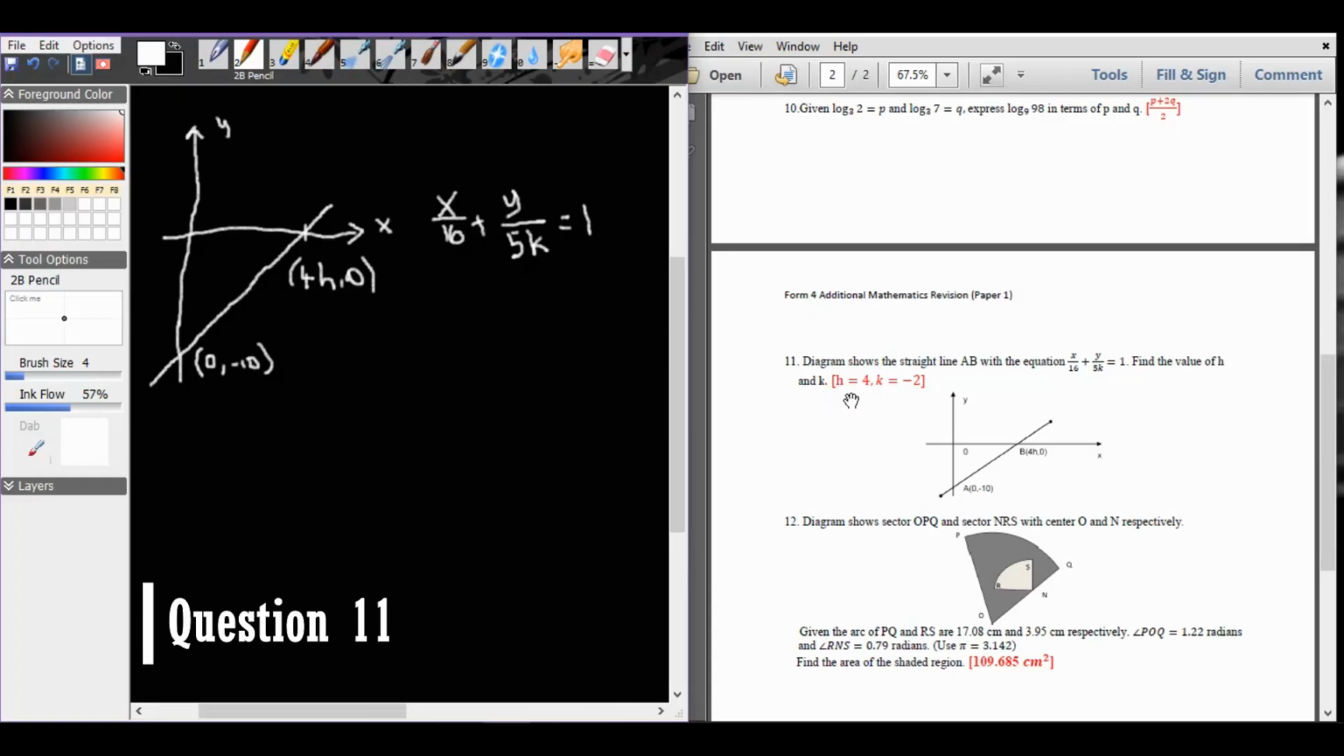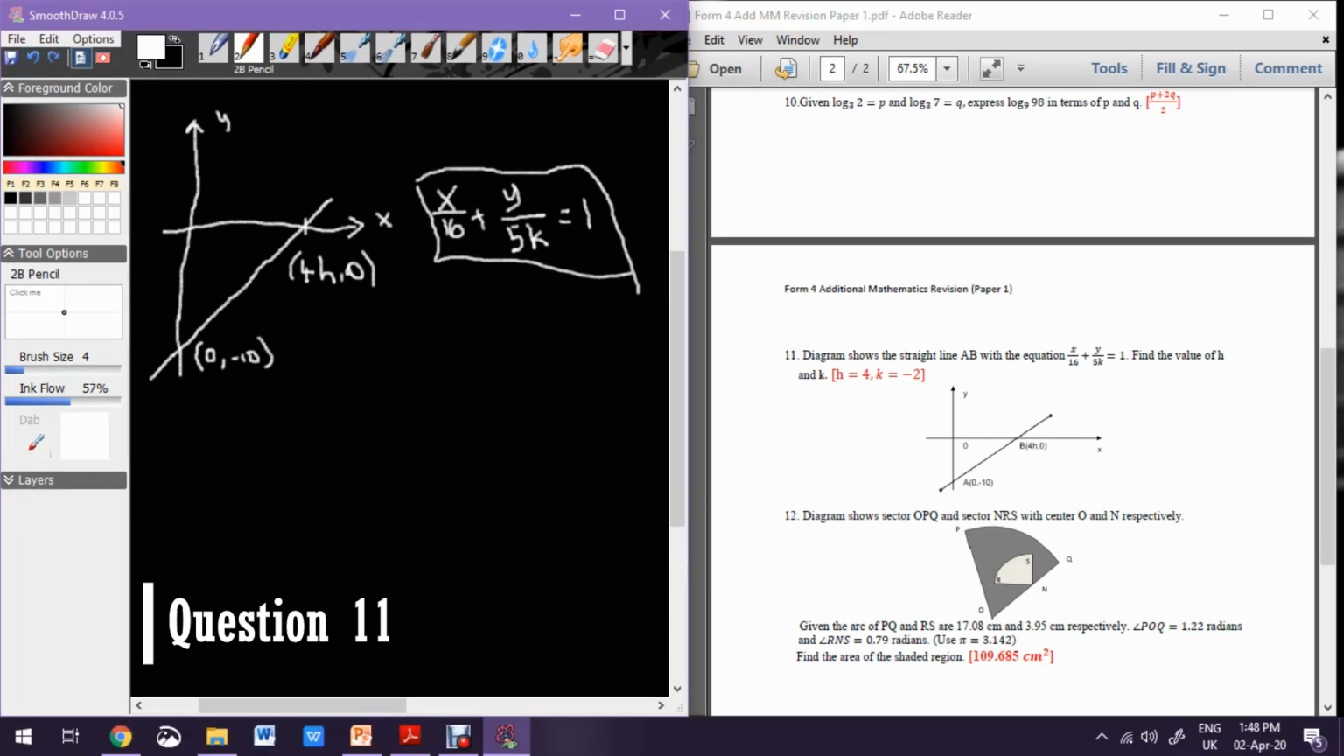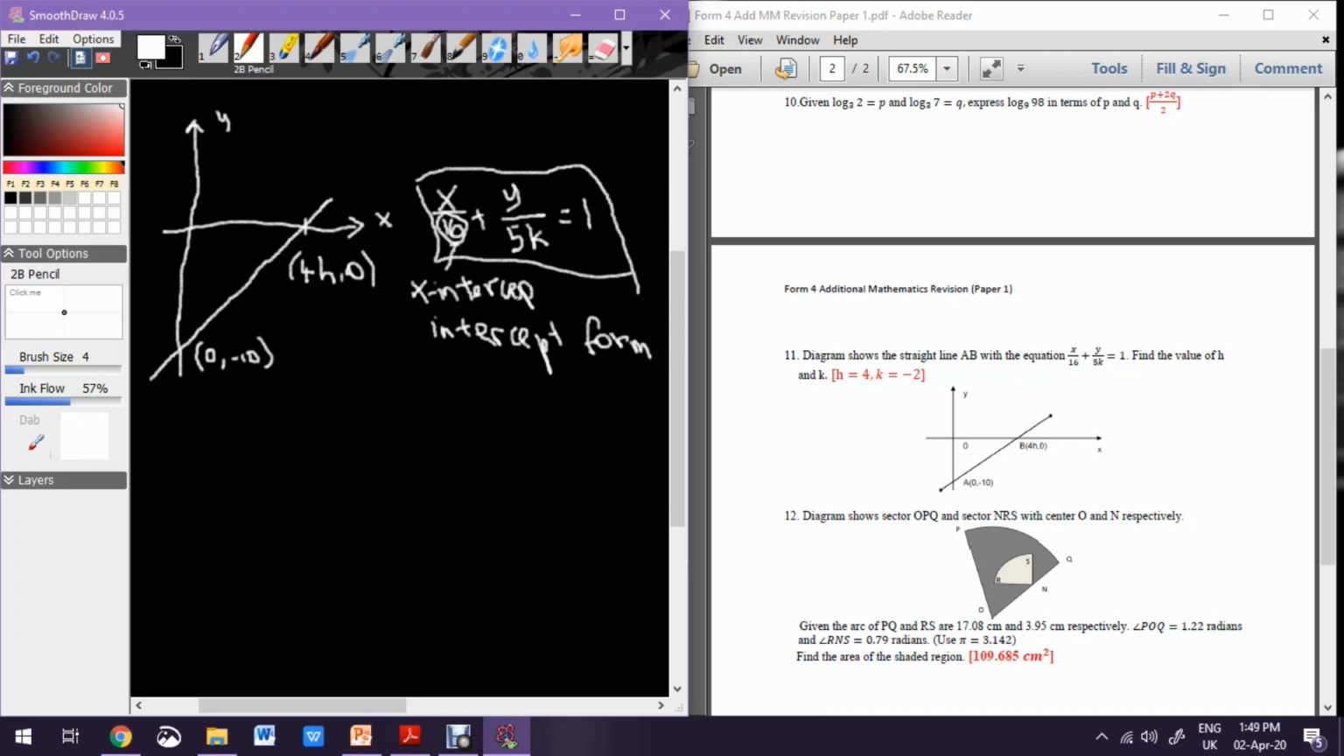Number 11. Diagram shows a straight line AB with the equation. Find the value of h and k. So the equation given is in intercept form. Okay, so this is called intercept form. For intercept form, this is the x-intercept, and then this will be the y-intercept.